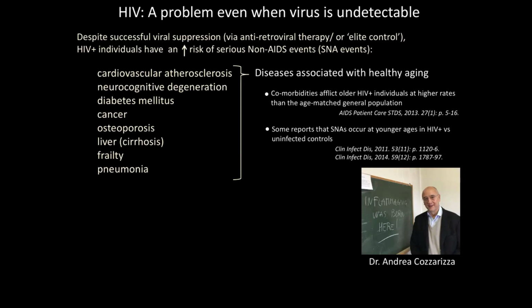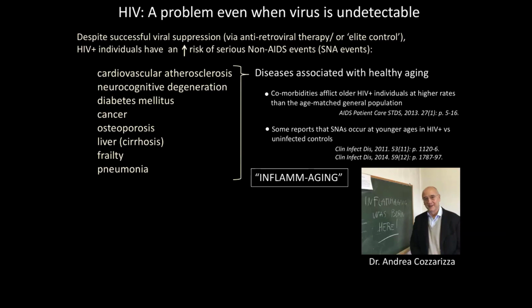However, even without detectable viral loads, HIV is still significantly detrimental to one's health, and such individuals are at increased risk for what are called serious non-AIDS events, or SNAs, which include cardiovascular disease, neurological problems, diabetes, cancer, osteoporosis, liver cirrhosis, frailty, pneumonia, and some others. So interestingly, these diseases are typically associated with aging as well. So there are reports of higher rates of these comorbidities in HIV-positive subjects compared with the general population at the same age. And there are some reports that these events occur at younger ages in HIV-positive people compared to uninfected controls.